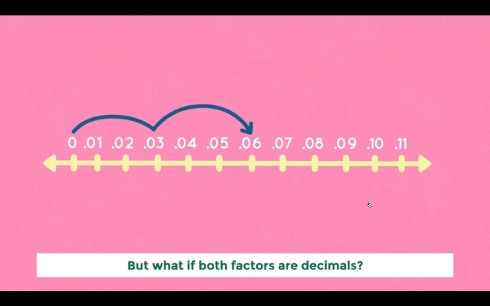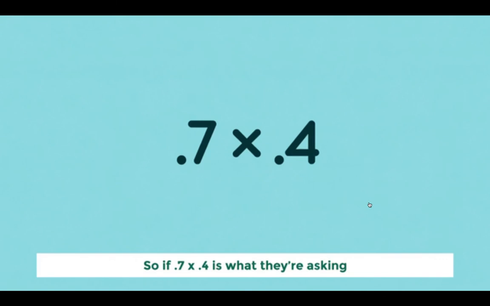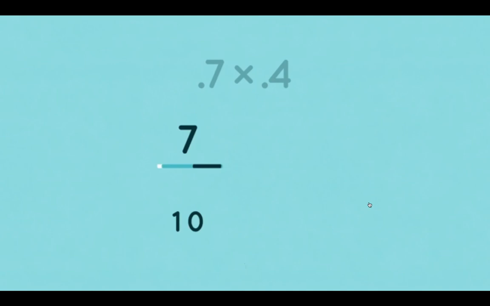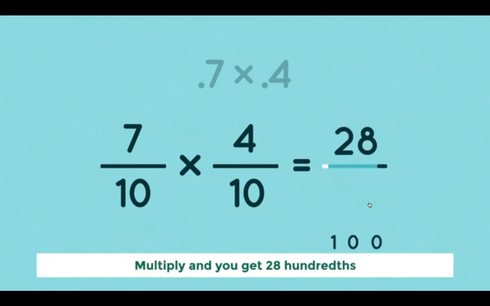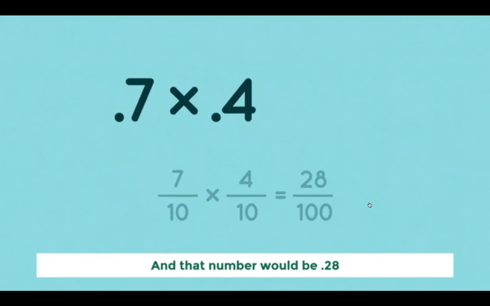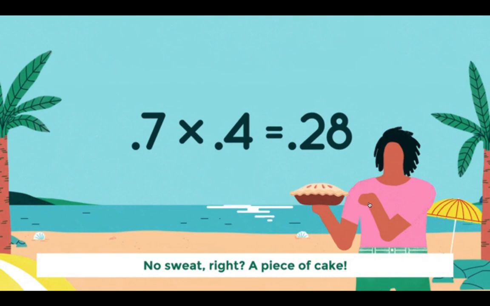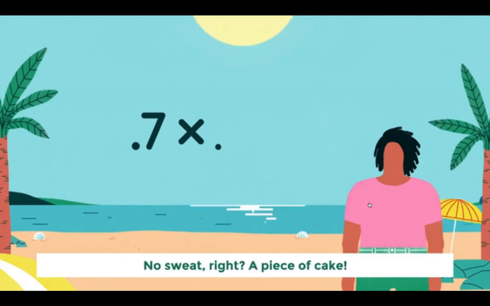But what if both factors are decimals? Don't freak out, there's a way to solve that too. So if 0.7 times 0.4 was what they're asking, first we could convert them both to fractions. 7/10 times 4/10. And we can write that like this. Multiply and you get 28 hundredths, or convert the product to a decimal if you want it. And that number would be 0.28. No sweat, right? A piece of cake.